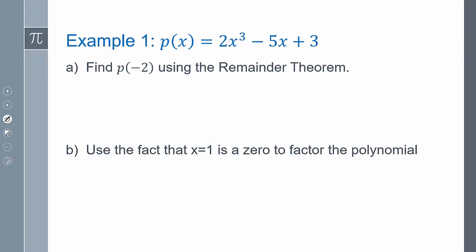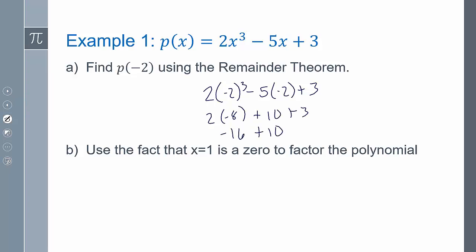So taking a look at this one, find P of negative 2 using the remainder theorem. So if I plug in negative 2, this is 2 times negative 8 plus 10. So this is negative 16 plus 10, so that's negative 6. So you get negative 3.